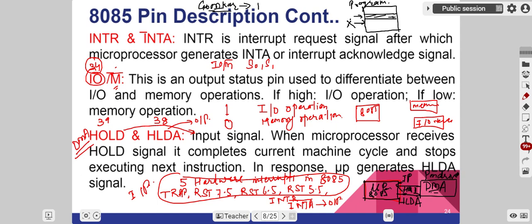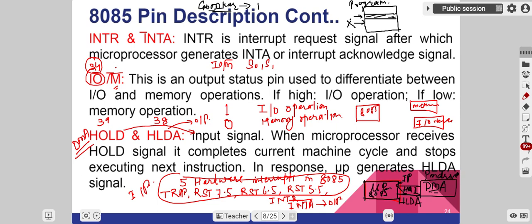Now, Abhijit, please tell me what is the interval of one clock period of the 8085 microprocessor? It is 320 nanoseconds. Yes. Okay.